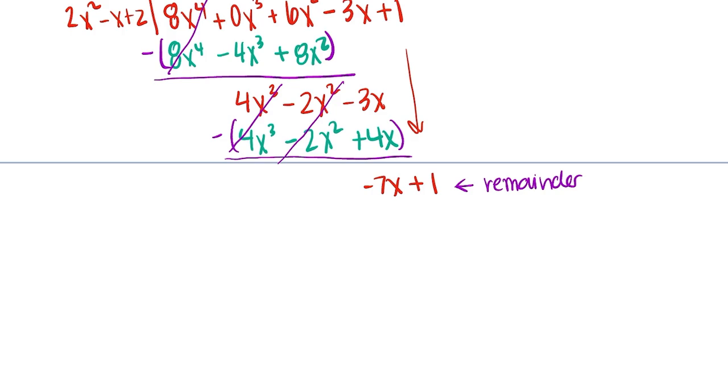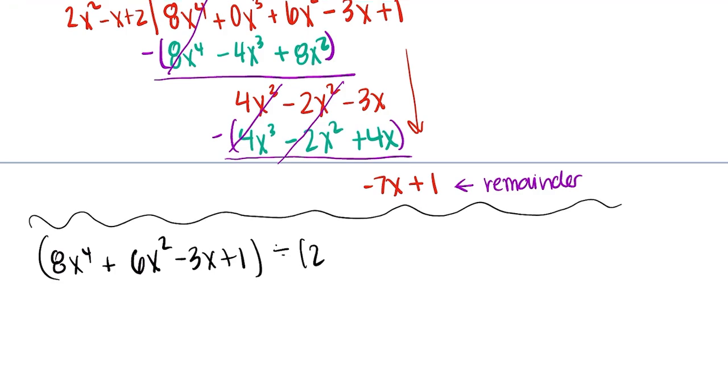So when we set this up, I'm going to do the same division. I'm going to take that 8x to the 4 plus 6x squared minus 3x plus 1. Divide that by the 2x squared minus x plus 2. We're going to do the same problem one more time.